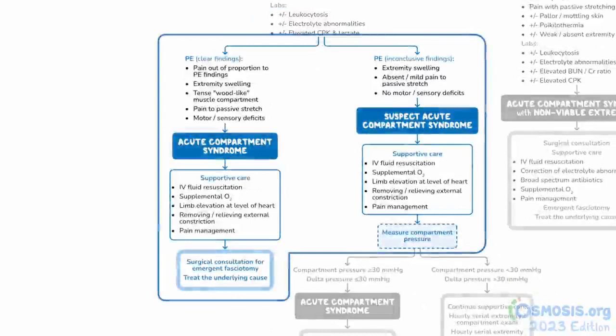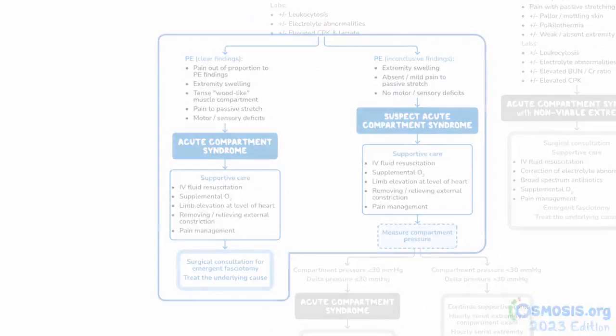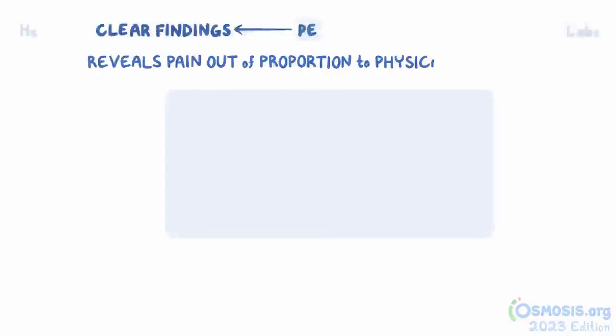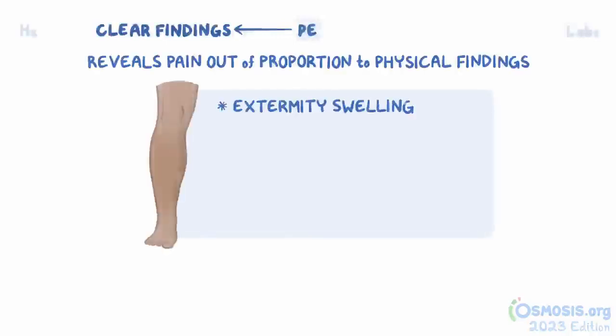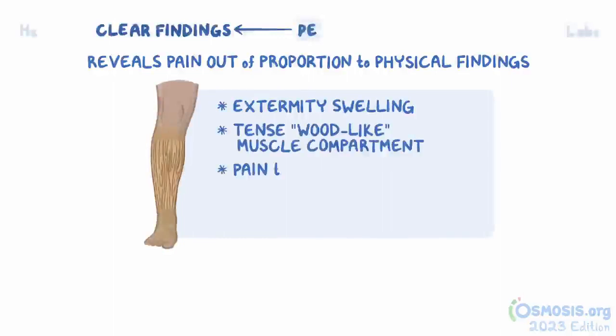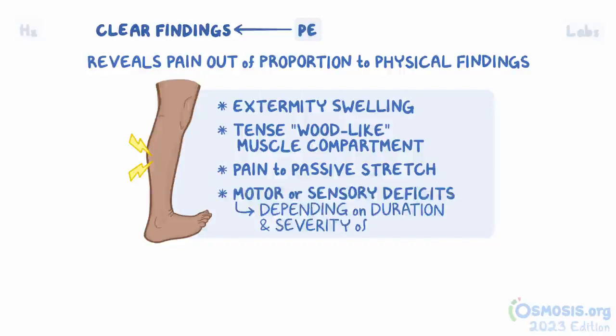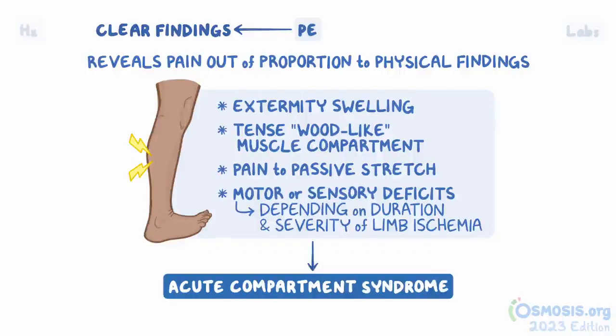Now, the real difference in presentation is the physical exam. Some patients might present with clear findings of compartment syndrome. In this case, the physical exam reveals pain out of proportion to physical findings, extremity swelling, a tense wood-like muscle compartment on palpation, and pain to passive stretch. They may even have motor or sensory deficits, depending on the duration and severity of the limb ischemia. If you see these clear findings, you can make a clinical diagnosis of acute compartment syndrome.